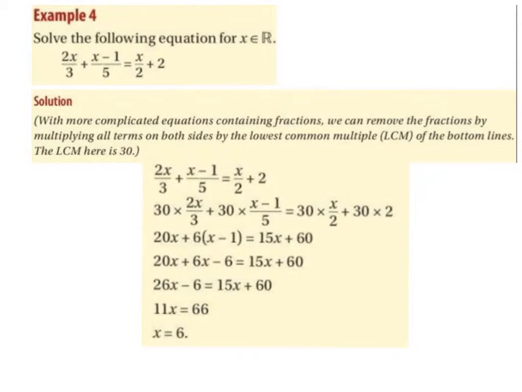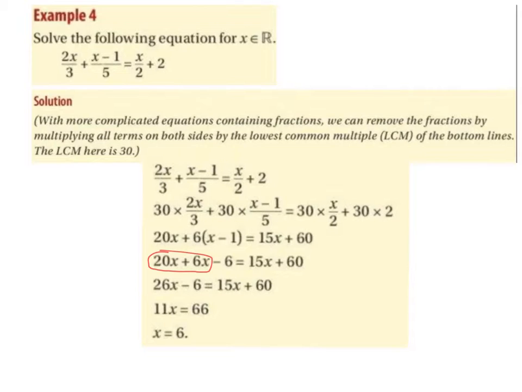Bring down the 20x, 6 by x is 6x, 6 by minus 1 is minus 6. Bring down the equals, the 15x, and the plus 60. Then 20x plus 6x gives us 26x. Bring down the minus 6, the equals, the 15x, and the plus 60.